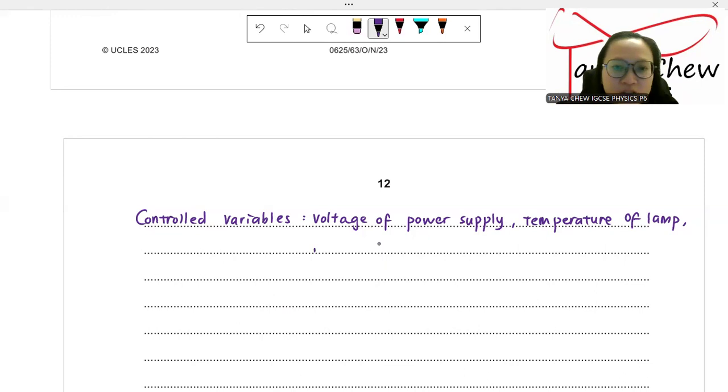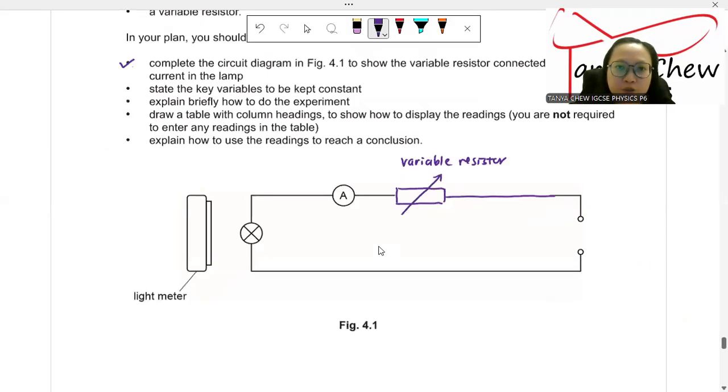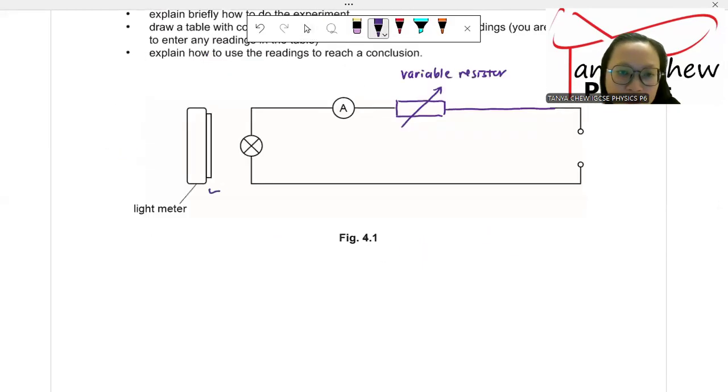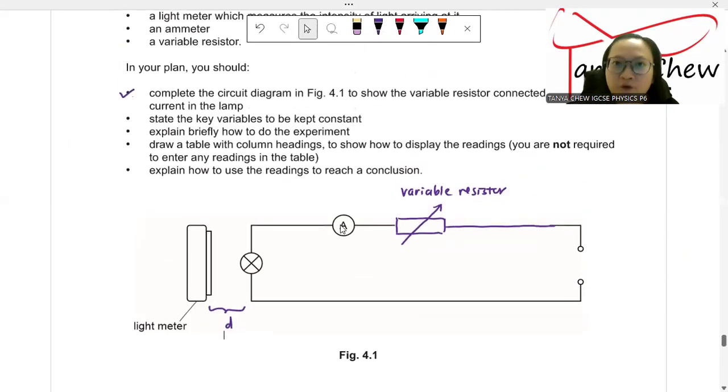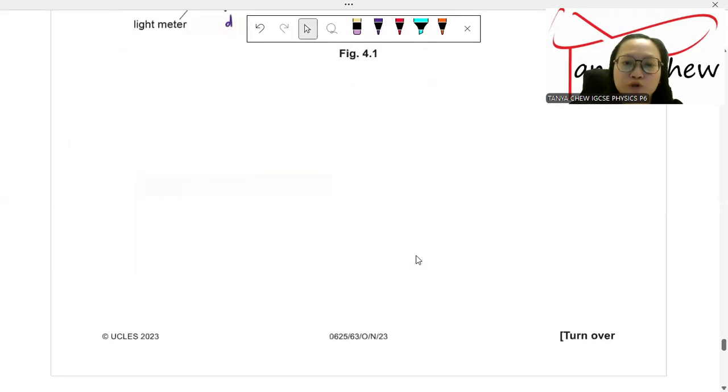And I also want to say maybe the distance between the light meter and lamp, make sure that it is the same all the time. So you can see here, this is the light meter and the lamp. Make sure that this distance is always constant until the end of your experiment. So that is done. And explain briefly how to do the experiment.